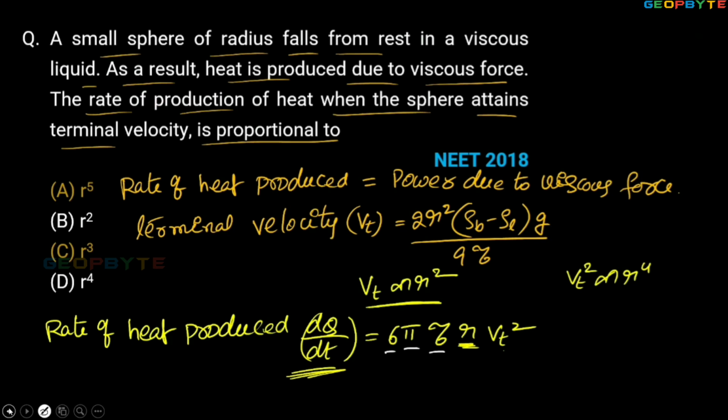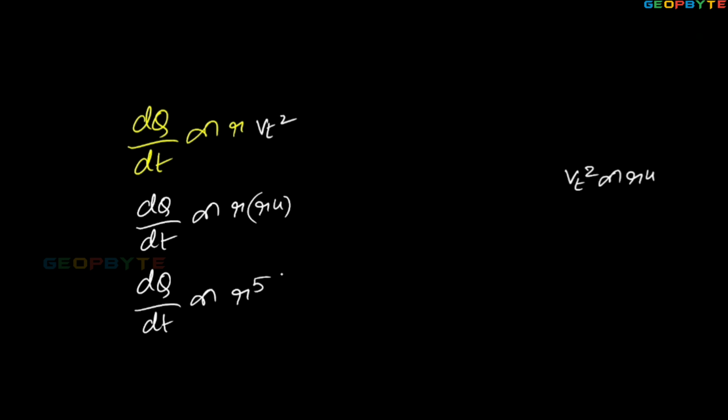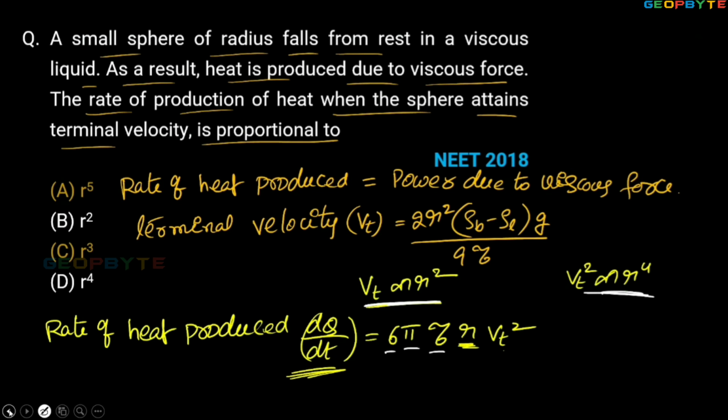Vt is proportional to r square, so Vt square is proportional to r power 4. Correct? So therefore, dq by dt, the rate of heat production, is proportional to r into r power 4. So dq by dt is proportional to r power 5. That is the answer.